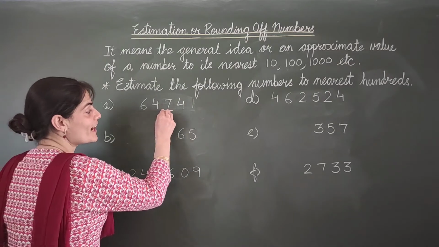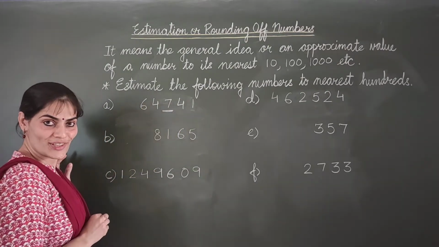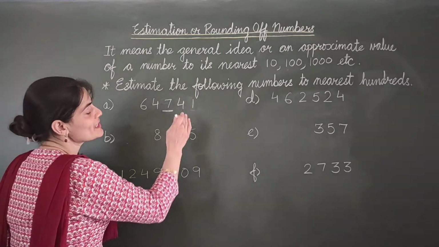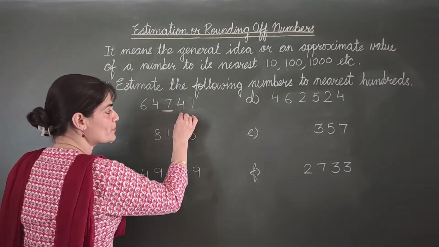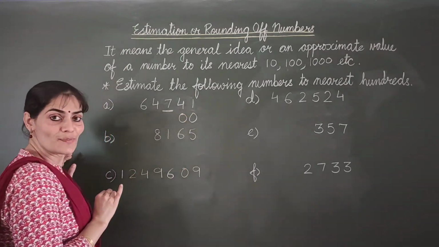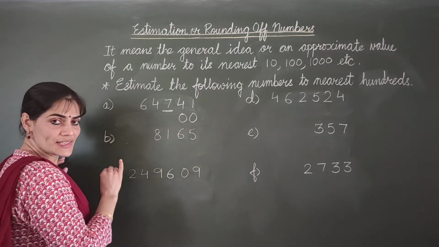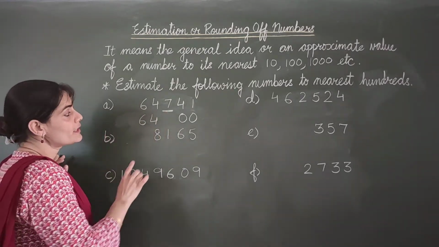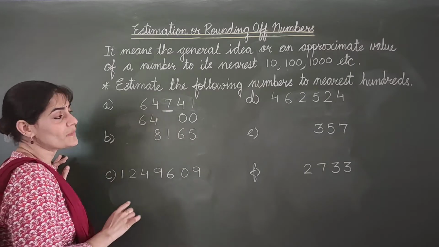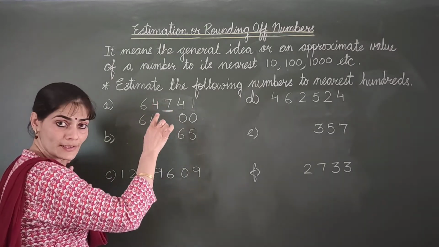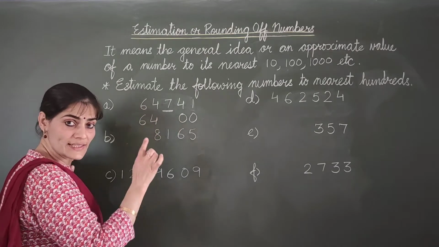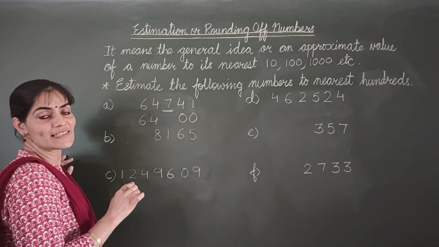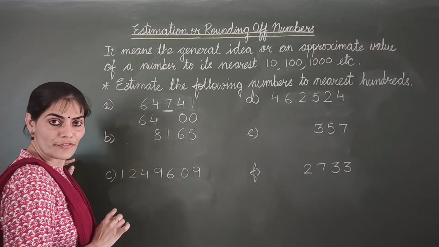So I have underlined the digit at hundreds place. Now we are going to apply the same rules. That means the digit at smaller number places will be replaced by zeros and the digits at larger number places will be written as it is. Now what is to be done with this 7? This 7 will remain unchanged. That means it will be written as it is if the digit at tens place is less than 5.